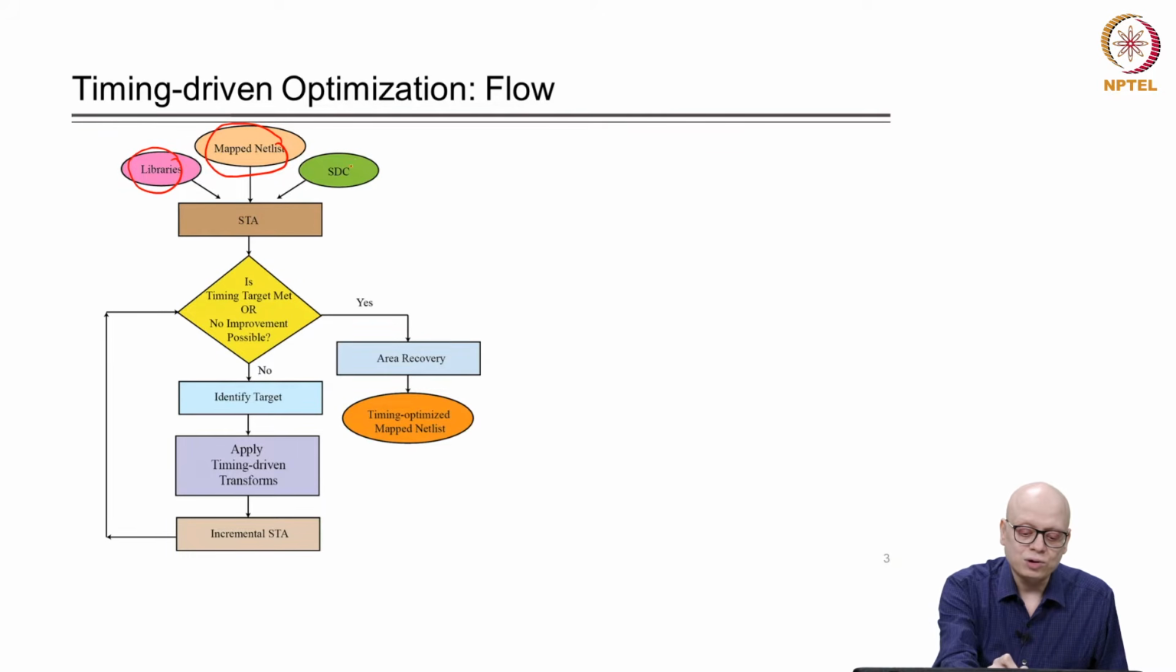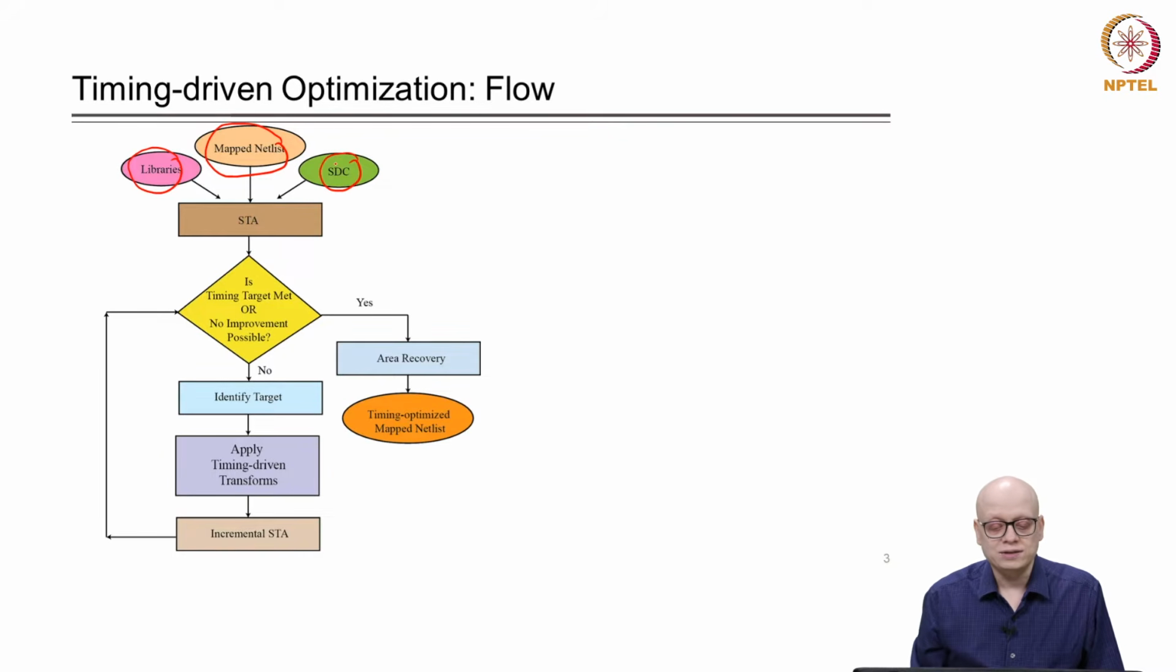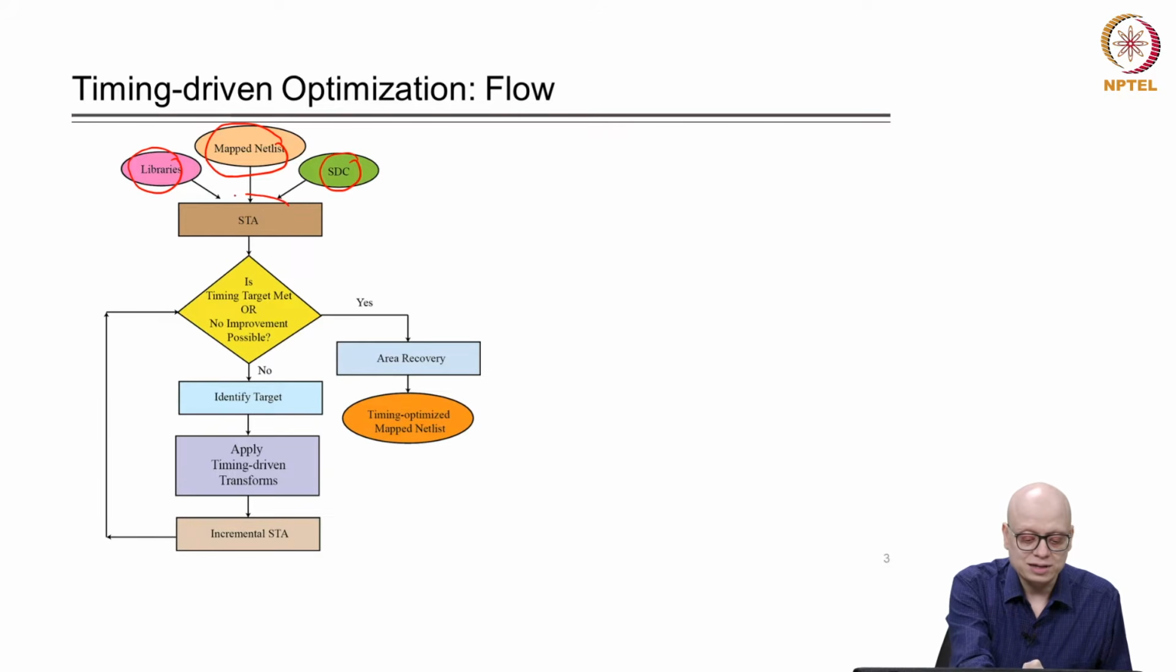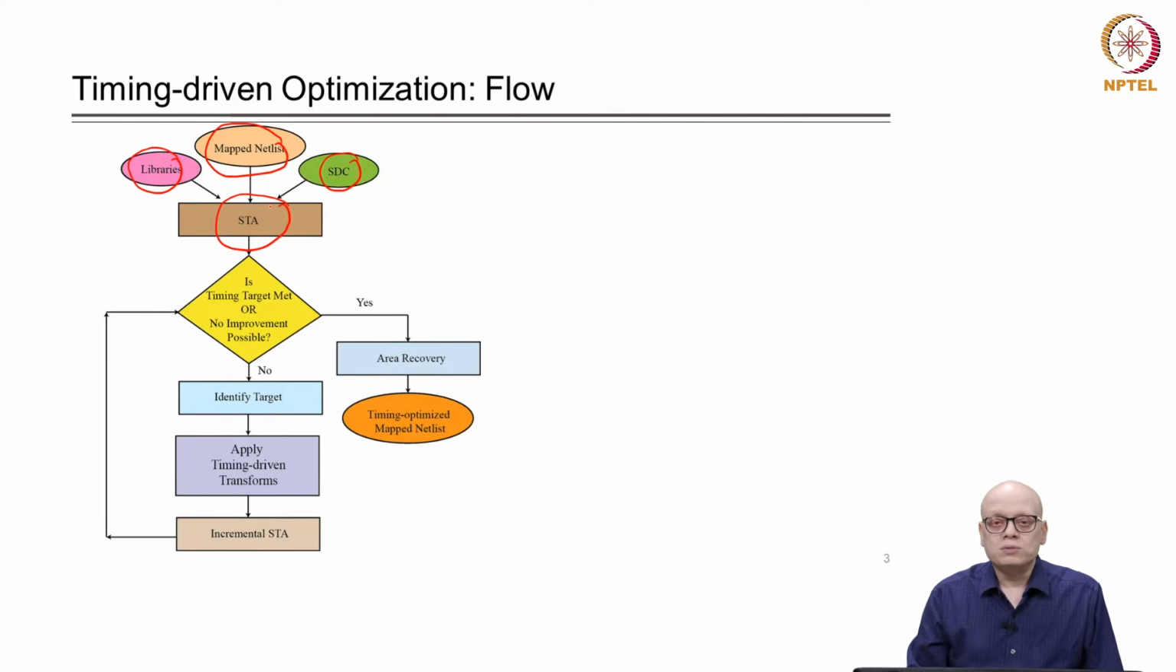And then we also give the constraints using the SDC file, and then using these three inputs we can run an STA or static timing analysis. So, to do timing driven optimization, the first thing we need to do is carry out static timing analysis, and for that we need three inputs: the libraries, the mapped netlist, and the SDC file. Once we do STA, we get the information of what the critical paths in our design are, whether there are some negative slacks that need to be fixed, and that kind of information.